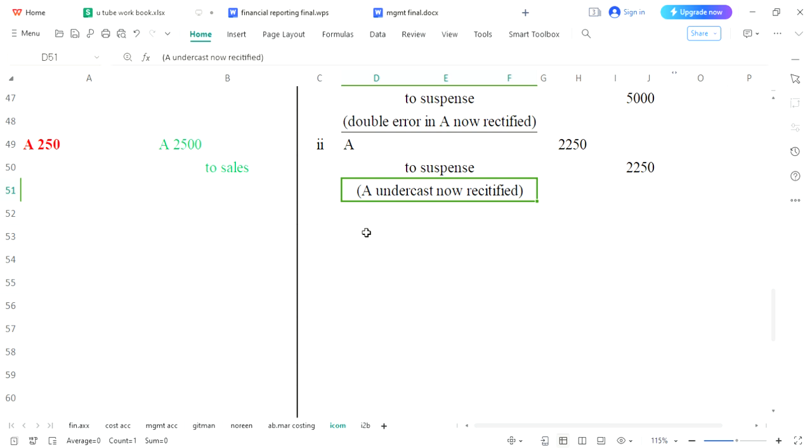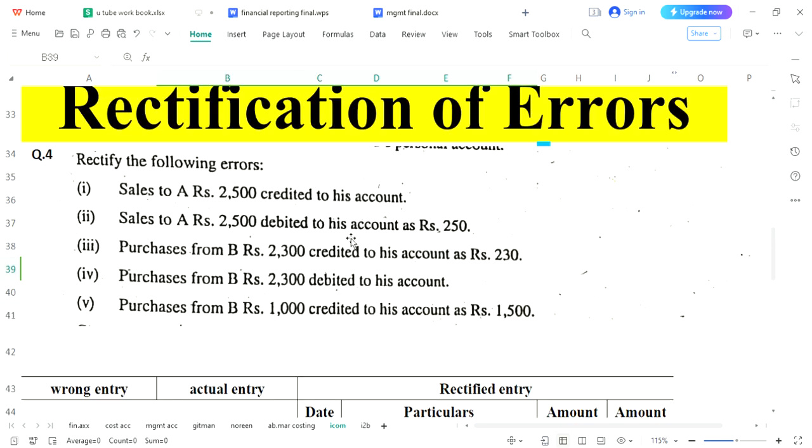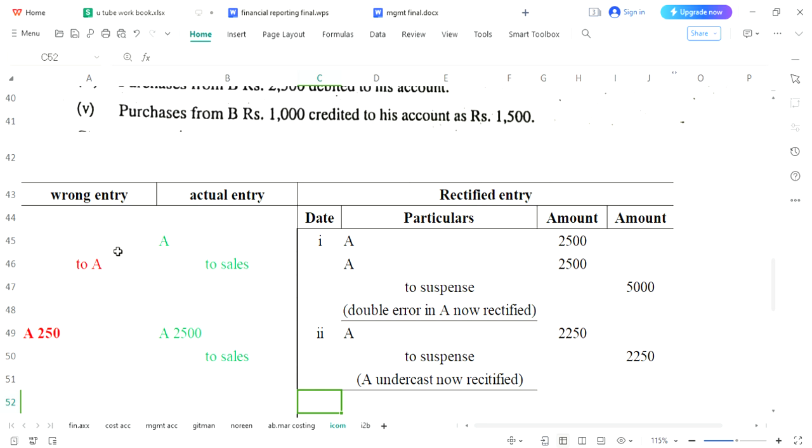Now there would be a question why we are not writing sales. I was telling you the name of this chapter is rectification of error. That means we are concerned with errors only. We are concerned with the mistake only. Since the mistake was, look at this, "his", it means the mistake was present for A only. There is no mistake in sales. That is why we have ignored it. Now we are going to start the third entry.